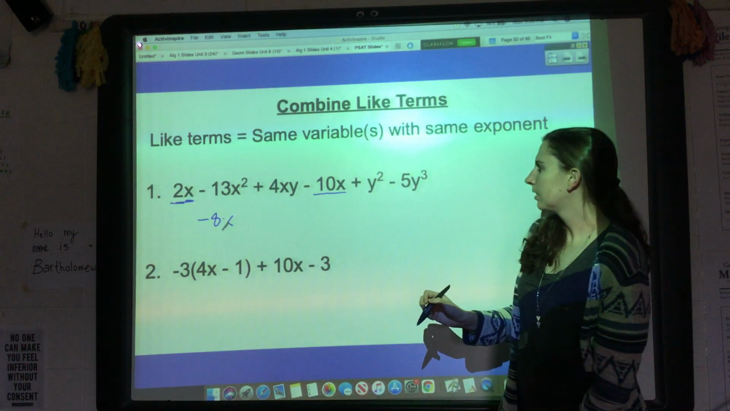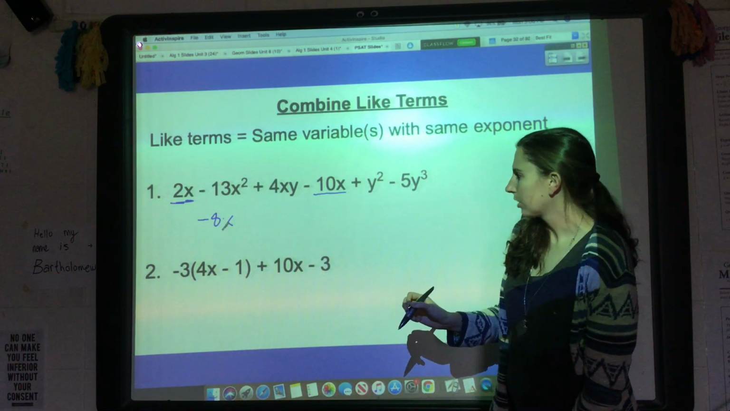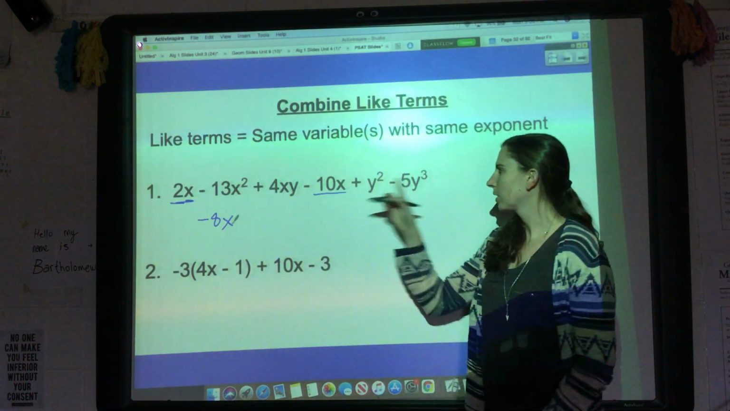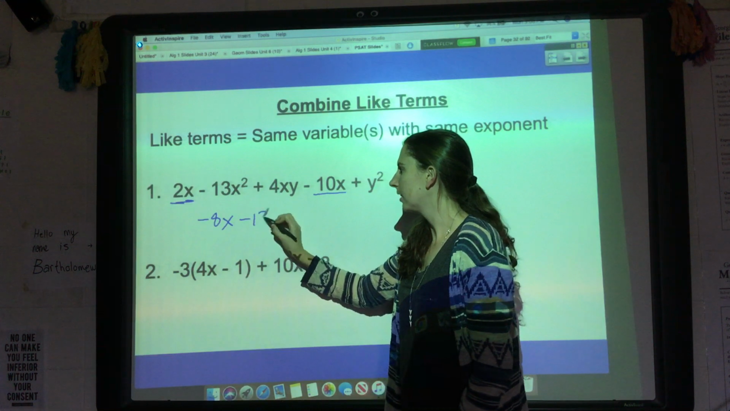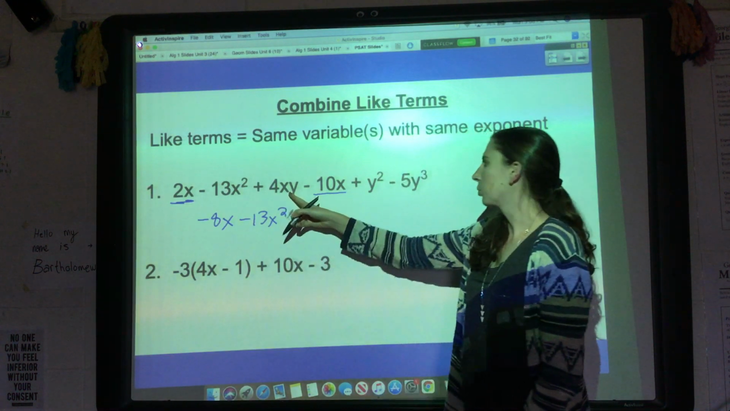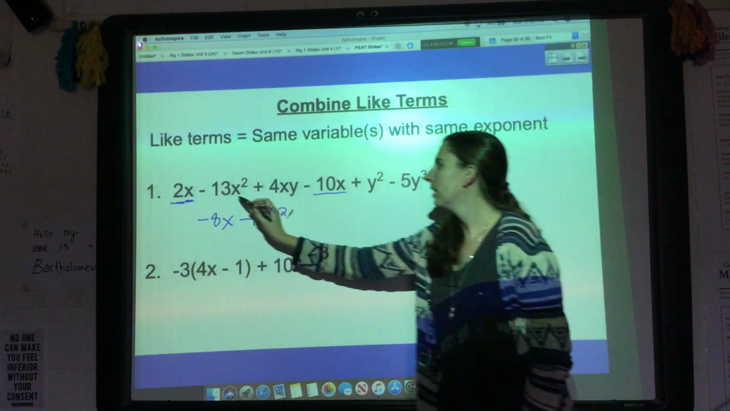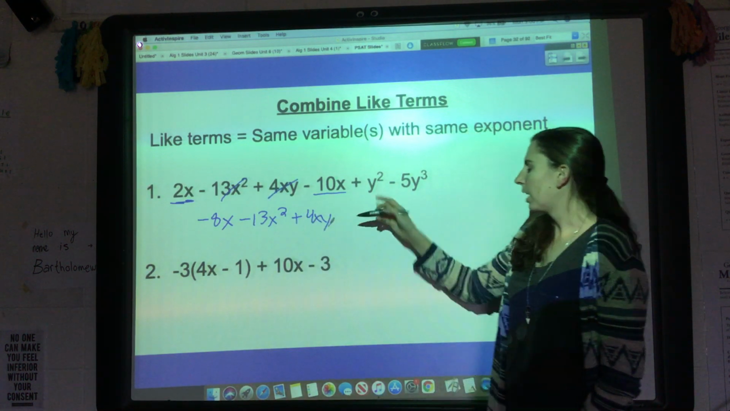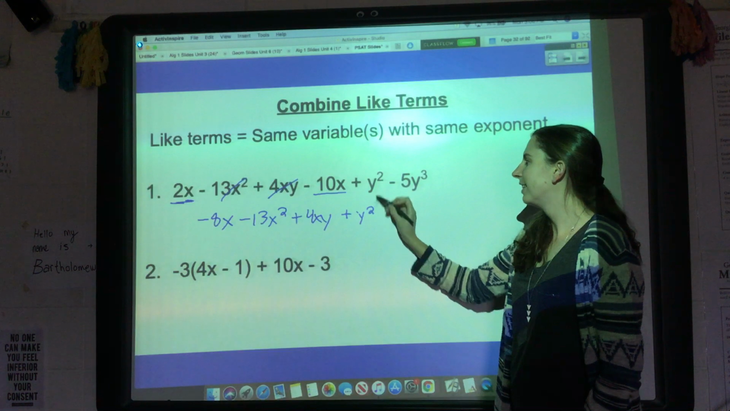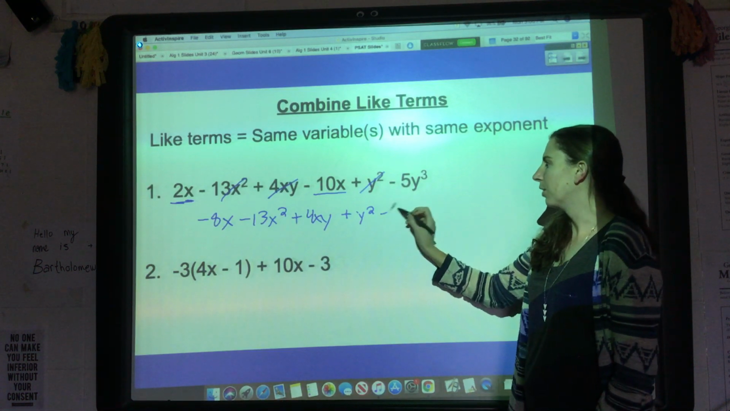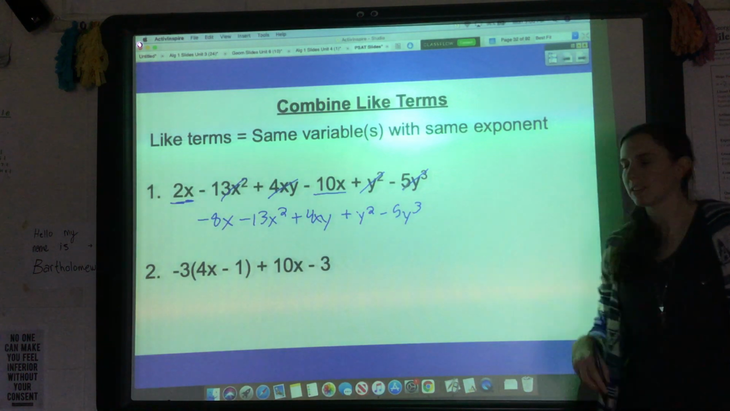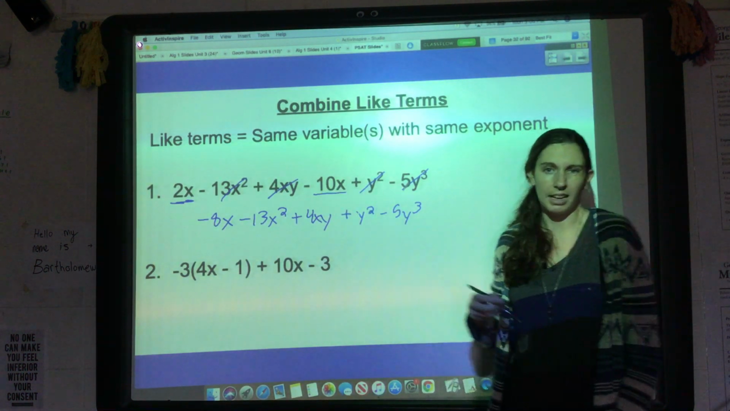None of the rest are actually like terms, because this one's an x squared and there are no other x squareds, so I'm just going to leave it as it is. This one's an xy and there are no other xy's, so I'm just going to leave it as it is. This one's a y squared, there are no other y squareds, and this one's a y cubed and there are no other y cubes, so that's it. That would be my simplified answer. I combined the only like terms that I could.